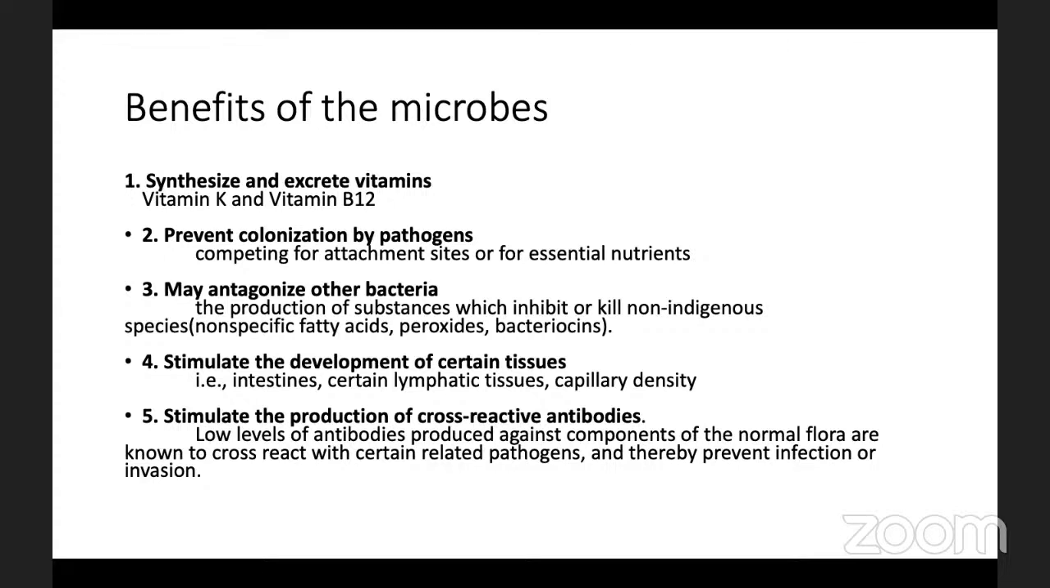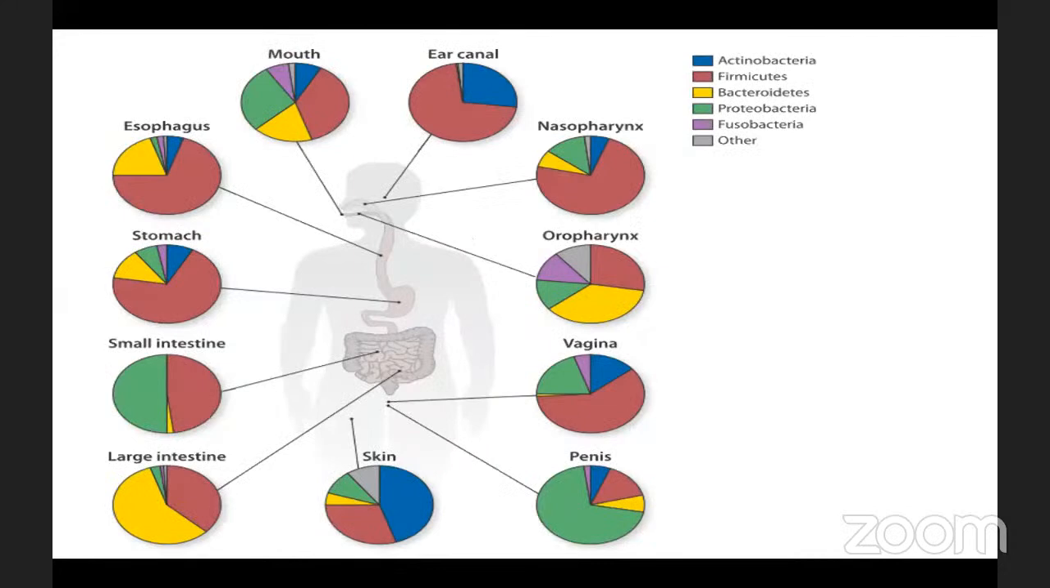They also play a role in the immune system of our bodies by stimulating the development of certain tissues. And because of the changes within their genomes, they end up with cross-reaction of antibodies that are important in prevention of infection and invasion.